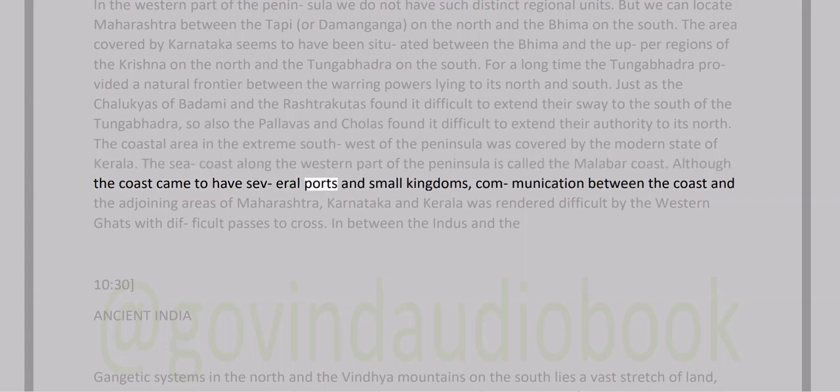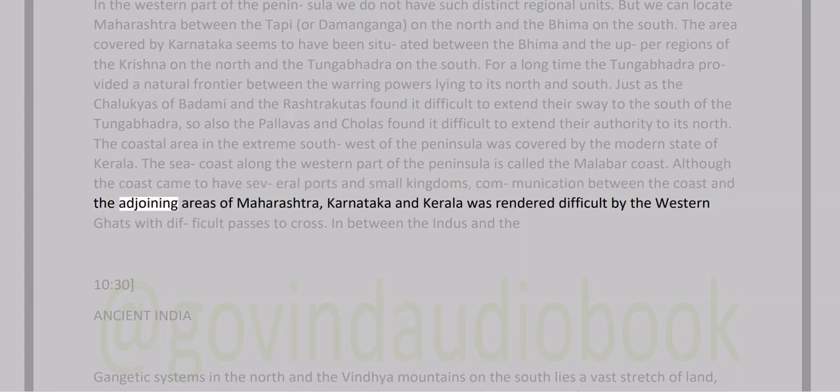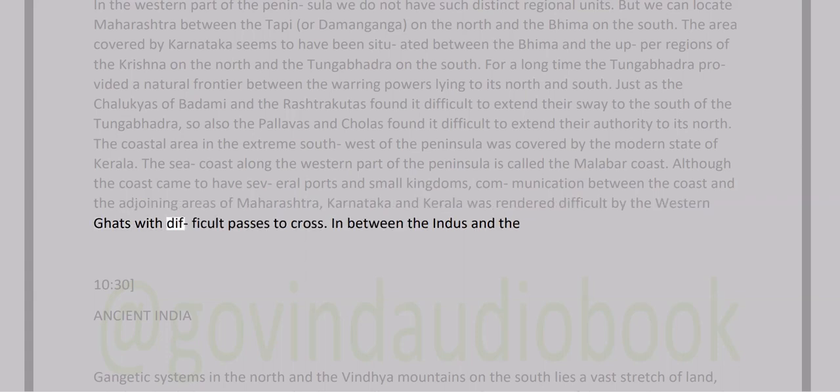Although the coast came to have several ports and small kingdoms, communication between the coast and the adjoining areas of Maharashtra, Karnataka and Kerala was rendered difficult by the Western Ghats with difficult passes to cross.